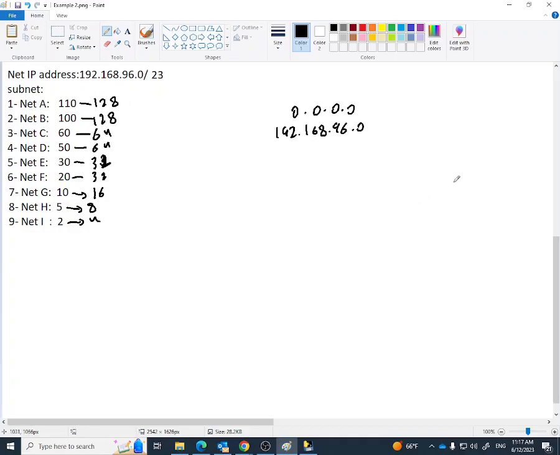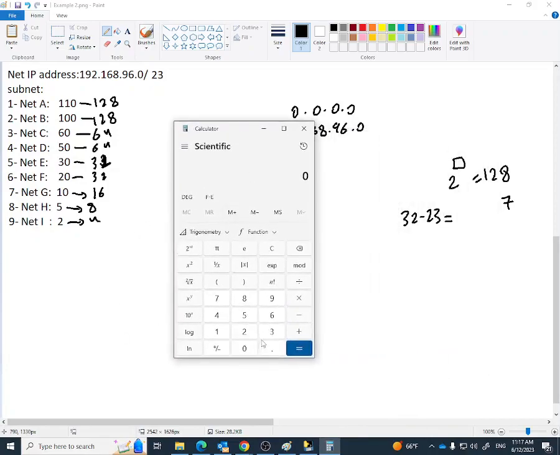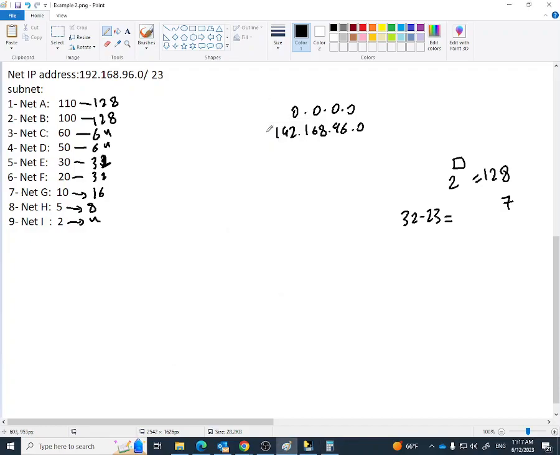As I said before, you have to ask yourself, 2 to the power of something is going to give me 128. What is that something? And the answer is 7. So I'm going to say 32 minus 23, and that is 9, I believe. Let me just do it. My brain is just simply calculator. So what is it? 32 minus 23, and that's 9, just like I said. So that will give me 9. Now I'm going to subtract 7 from the 9, which is going to give me 2. So you take the 2, you add it to the 23, you get 25, and that's your subnet mask.